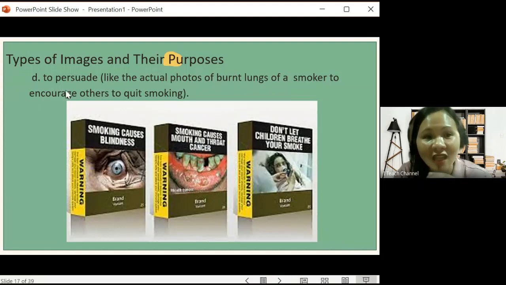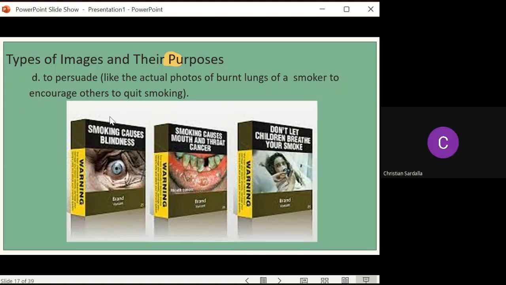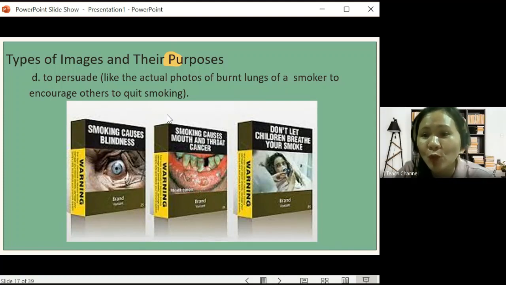And these images, what is the purpose? Persuade. Very good. To persuade. They are persuading us, all right, to do what is right. Okay? These images are telling us to quit smoking. These images are encouraging us to stop smoking and don't try smoking because smoking is not really good for your health, especially right now that we are facing the pandemic, COVID-19.